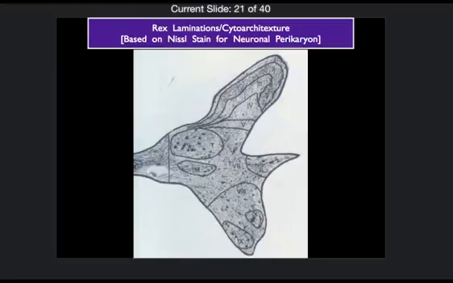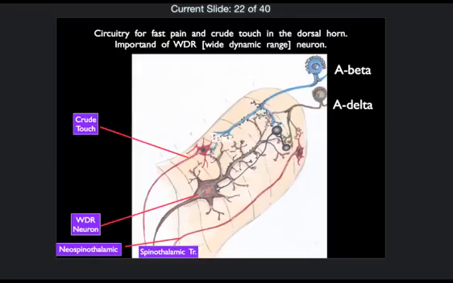Respiratory. It's sensitive to respiratory. Now, here's a general circuitry for fast pain and crude touch in the dorsal horn, and the importance, forgive the spelling there, of the WDR, which is wide dynamic range neurons. I'm going to somewhat be careless here. I like to think in pain conduction of the spinothalamic anterolateral system.